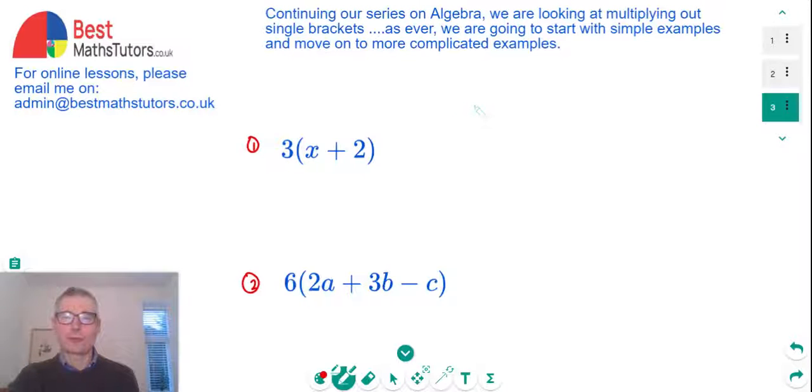I'm continuing to go through our series on algebra, and this time we're looking at multiplying out single brackets. So we're going to start looking at simple examples and then move up to more complicated examples.